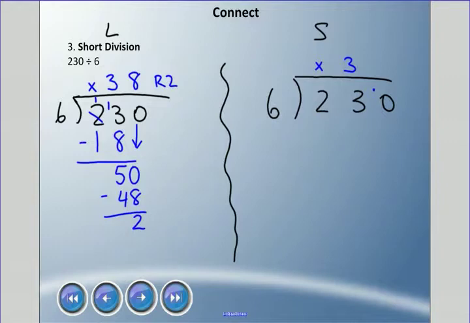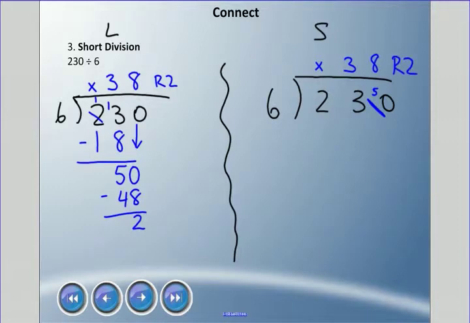And what I'm going to do with that little 5 is I'm going to write it there. And I'm going to call this a 50. I'm going to look at that as like a 50. That 5 and that 0. So 6 can go into 50. We just learned 8 times, which is 48. And there is a remainder of 2.